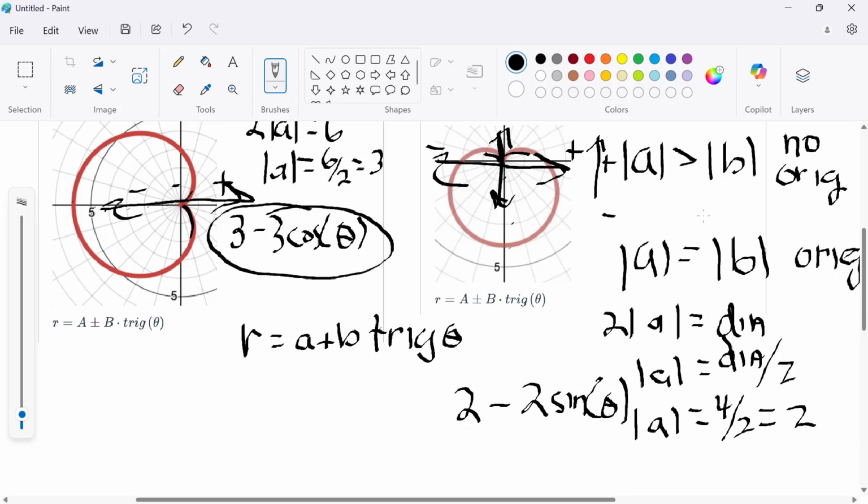And because this one is up and down, it's down specifically, so it's minus. It's got to be sine. And the diameter is 4. 1, 2, 3, 4. 2 minus 2 sine theta.